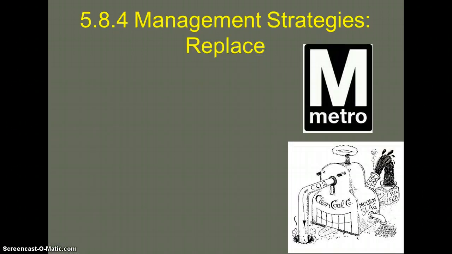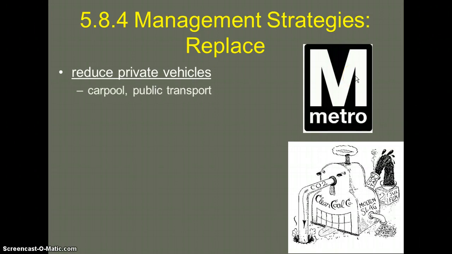Now on to management strategies, which is our last objective. We're going to go through each of the major types. So we'll start with replace, which is usually the best. We could just reduce private vehicles, right? Like, why can't we just use public transportation or carpool? Maybe it's because we don't want to sit with the other people we don't know, or I don't know, just get used to it. Meh.